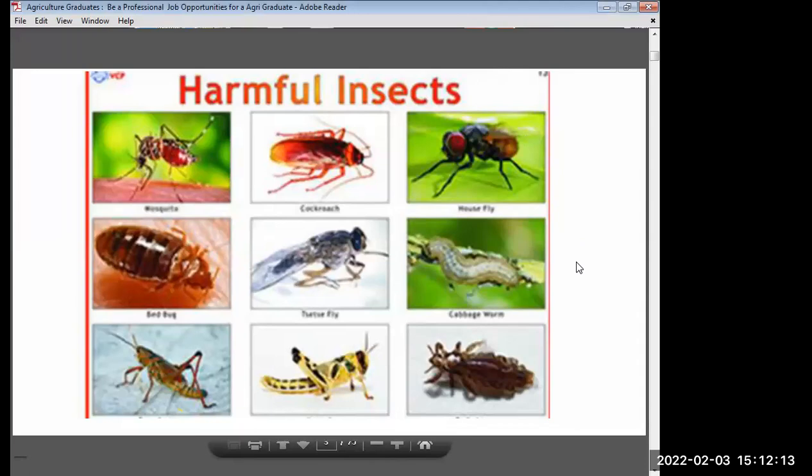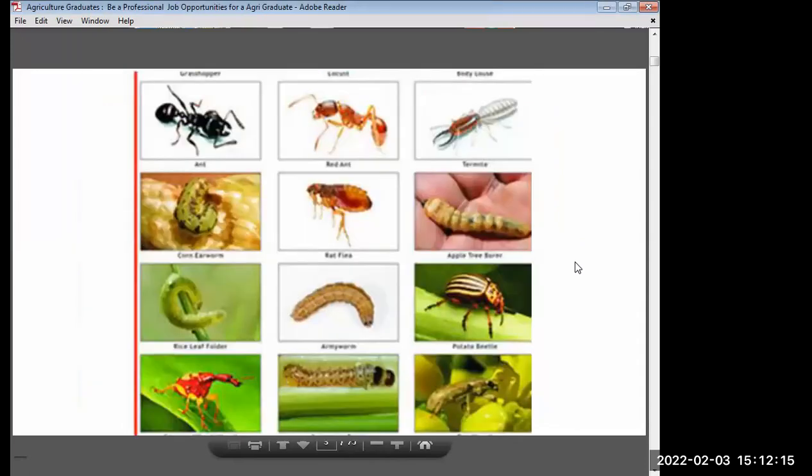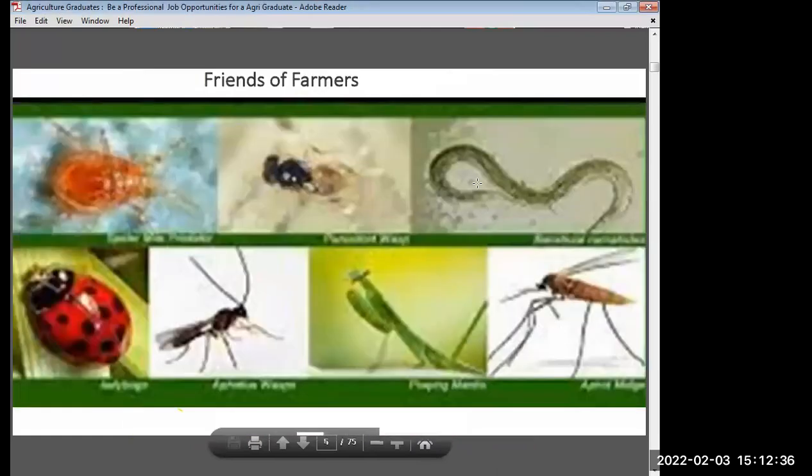Then the next slide is the useful insects, which are used to control the harmful insects. These are the good insects which are used to control the harmful insects. They are just examples, just seeing the photograph. These are the farmers' friends. Useful insects.